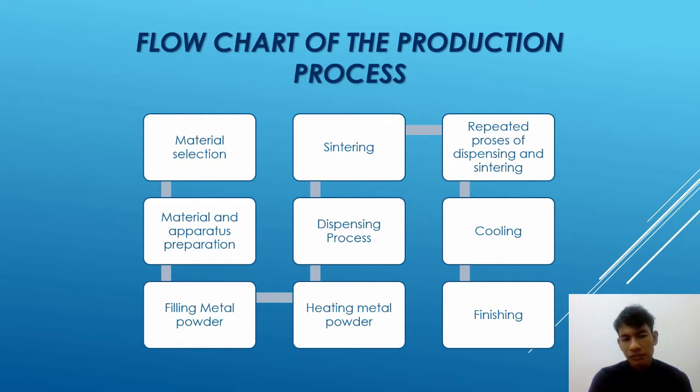Then filling metal powder, heating metal powder, dispensing process and sintering process. The process of dispensing and sintering were repeated layer by layer until the product is finished. Then we left it for cooling section, and at the end, parts are removed from the platform and frameworks of support are removed from the parts, then completed with any bead blasting and deburring necessary.